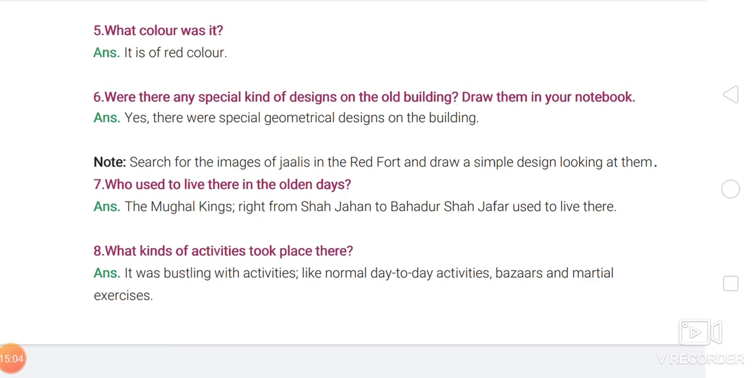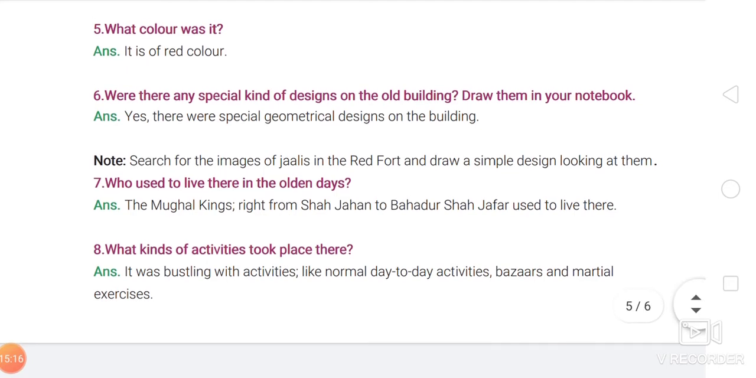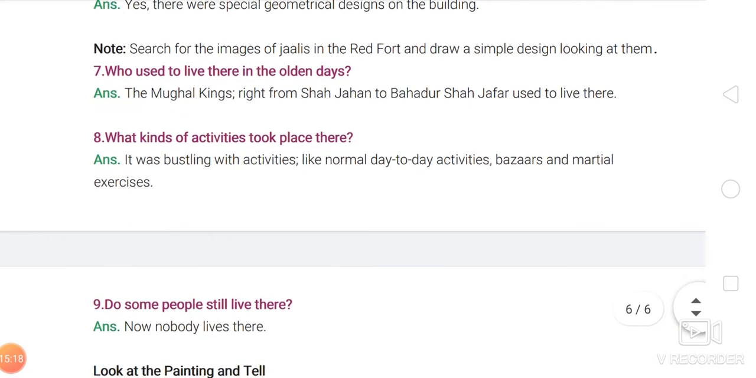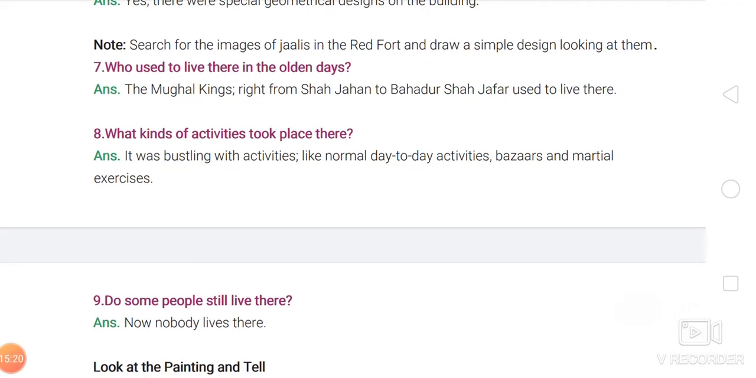Were there any special kind of designs on the old building? Draw them in your notebook. Yes, there were special geometrical designs on the building. Search for the images of jalis in the Red Fort and draw a simple design looking at them.